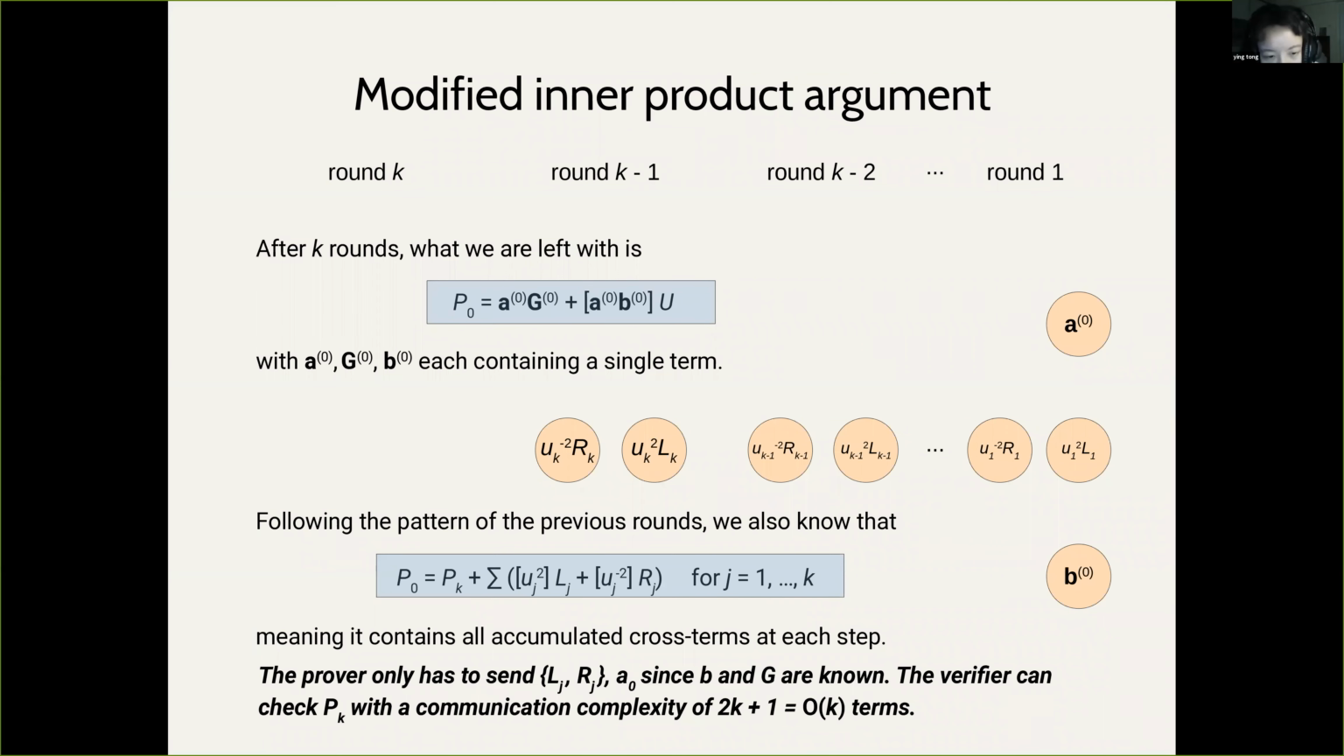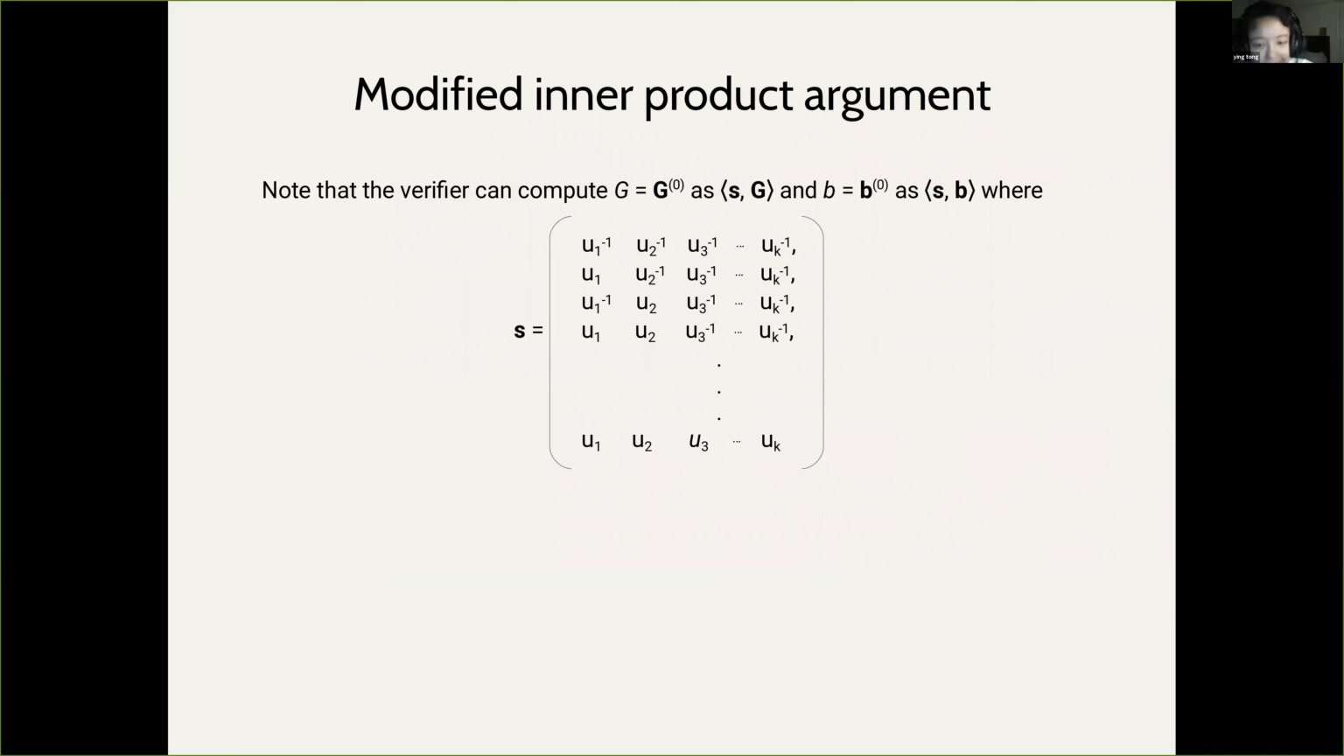And now, the prover sends over these terms. On the verifier side, here's what happens. On the next slide, the verifier has to compute B0 and G0 since these were not sent over by the prover.